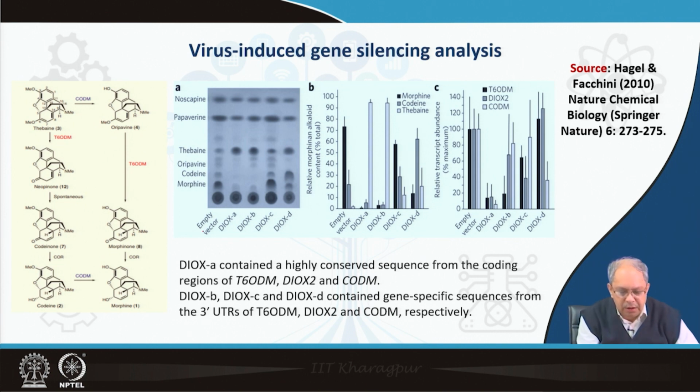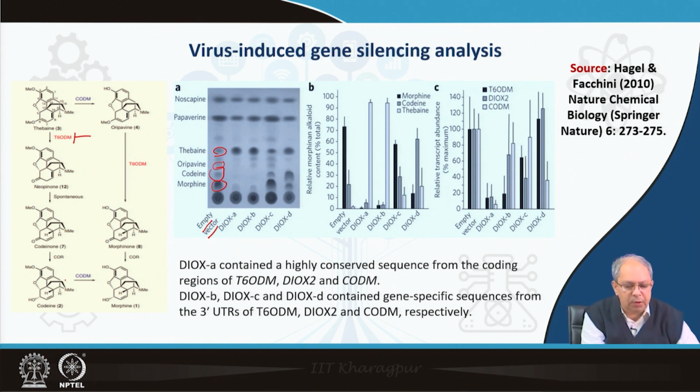I will discuss only two lanes. The empty vector is basically the control, so you consider it as a control plant or wild type plant. Here no gene function has been disrupted, and as a result you find morphine, codeine, and some oripavine and thebaine. The second one is DIOX-A, which means you are totally blocking at this step. When you block this step, what is going to happen?